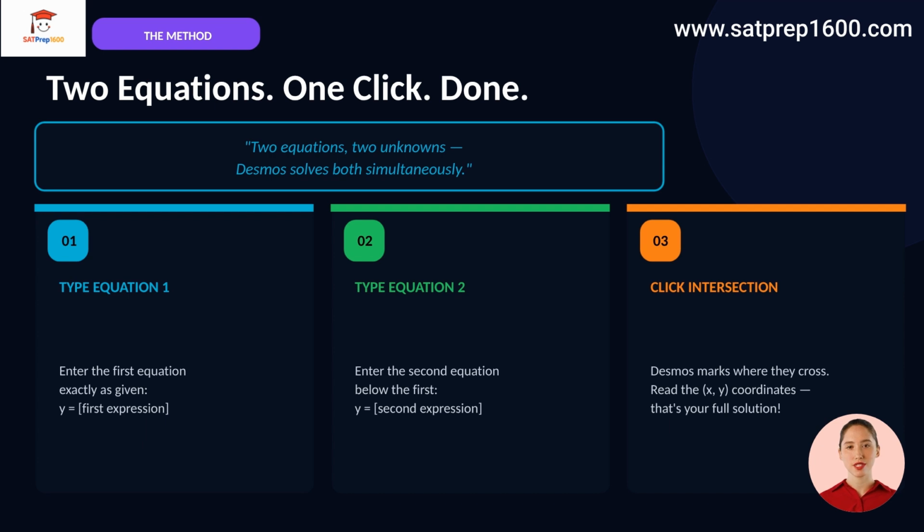And this isn't just for straight lines. It works for any system Desmos can graph. 2 linears, a linear plus a quadratic, anything you throw at it.